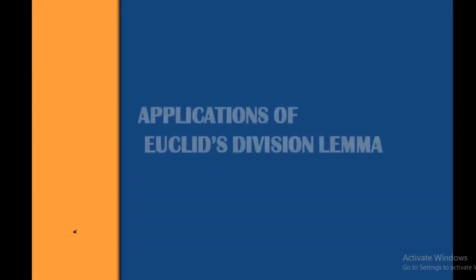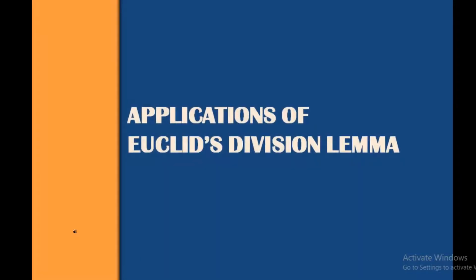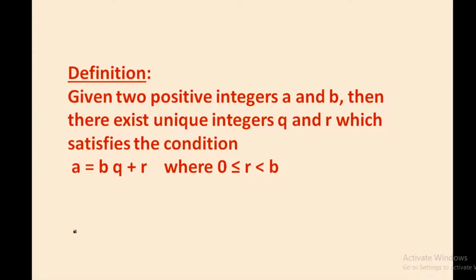Hello students, in this video we are going to discuss the remaining problems on applications of Euclid's division lemma. Before going into the problems, just recall the definition of Euclid's division lemma: a and b are some positive integers, q and r are also positive integers and they are unique, and there is a condition that 0 less than or equal to r less than b. This is the condition we are using in the definition.